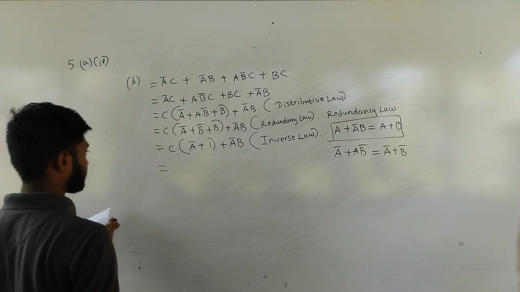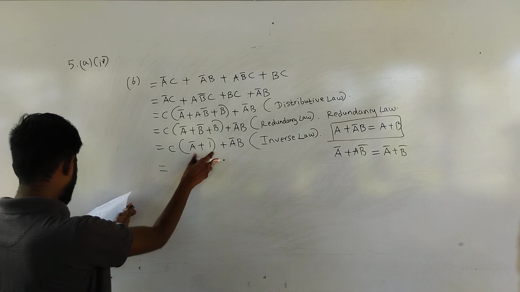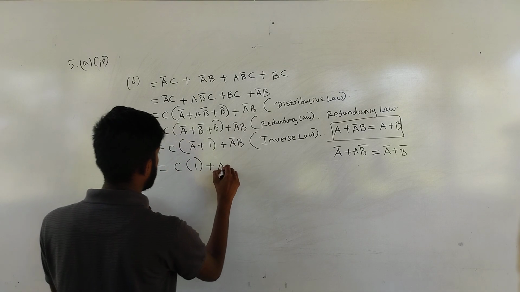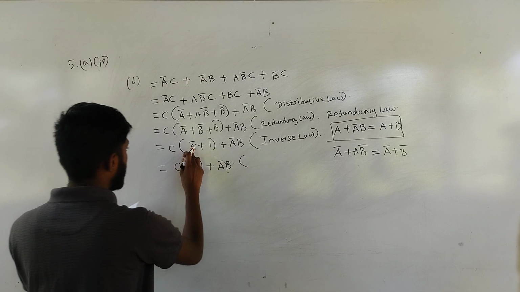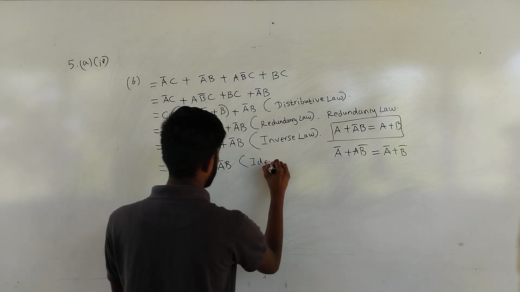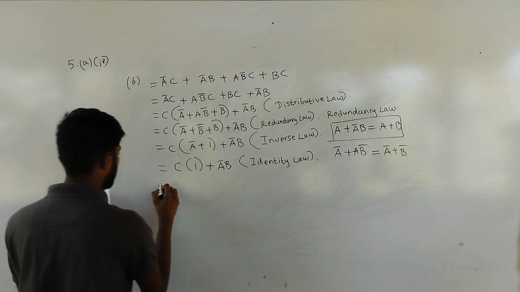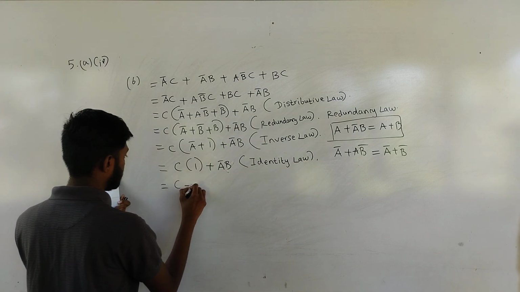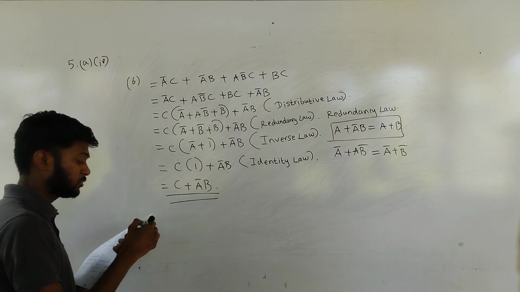Then you know 1 plus a bar is equal to 1. What is the law? Identity law. So here you can say 1 plus this a bar b is going to come like that itself without any changes. The law a bar plus 1 is equal to 1 is the identity law. Right. So c into 1 is c. So c plus a bar b. So look, we have achieved the final answer.